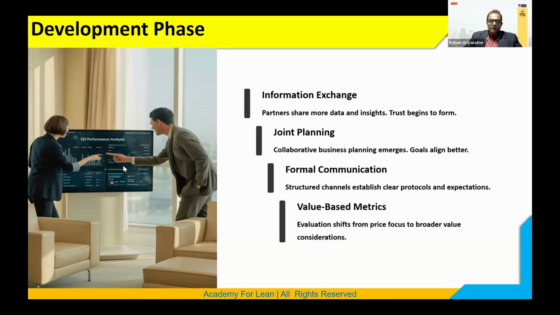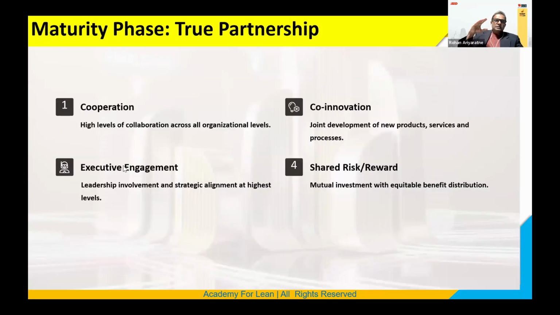So this is, as I explained, the initial phase, then the development phase, and this is the maturity phase. We call it true partnership, right? True partnership in the sense you have good cooperation with them, like a high-level collaboration across all organization levels, with top management also working with them, not only the merchandiser, not only the sourcing department or QA department. At a high level, they have good cooperation and relationship with them. So that means the true partnership segment.